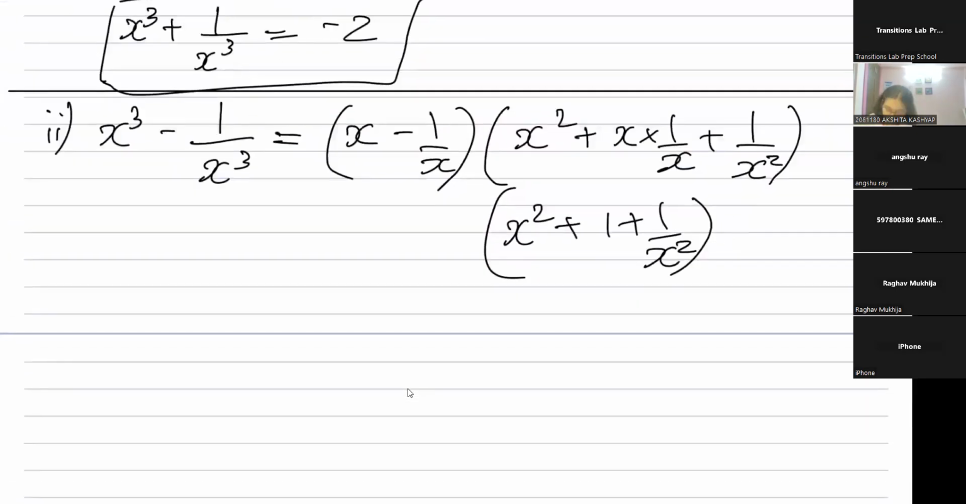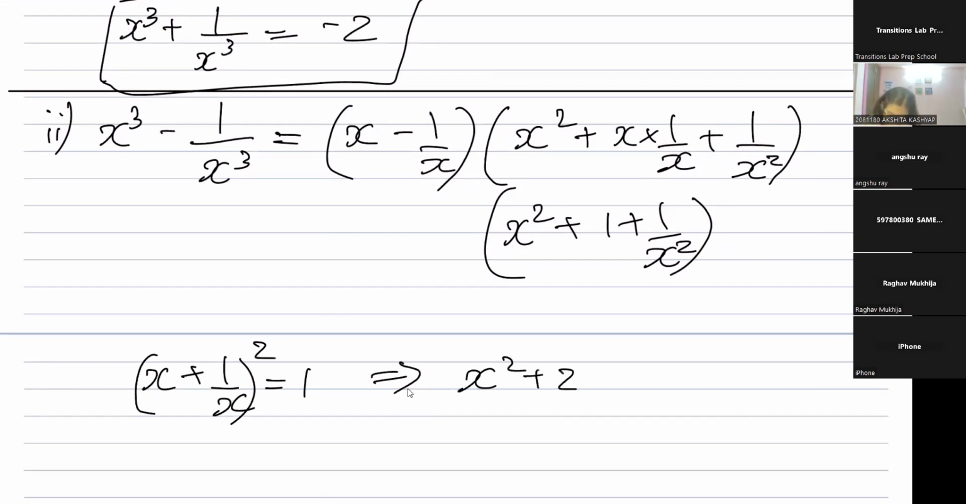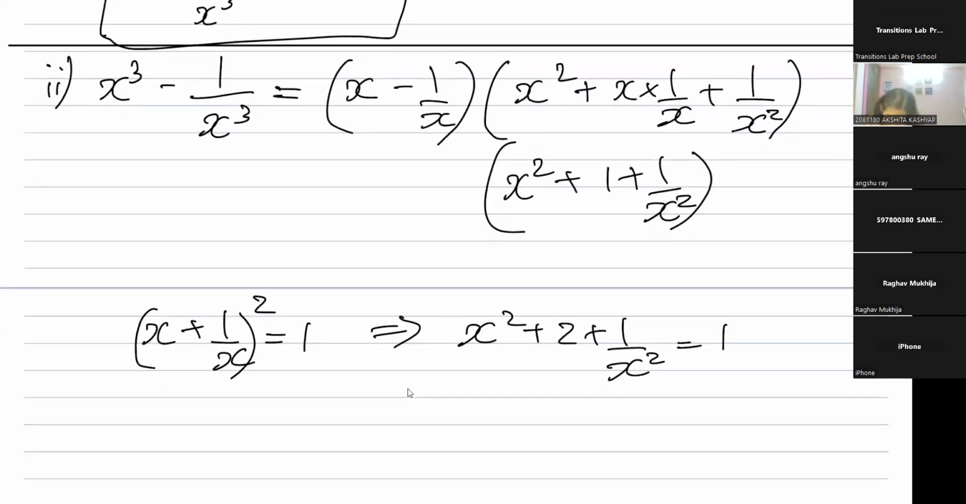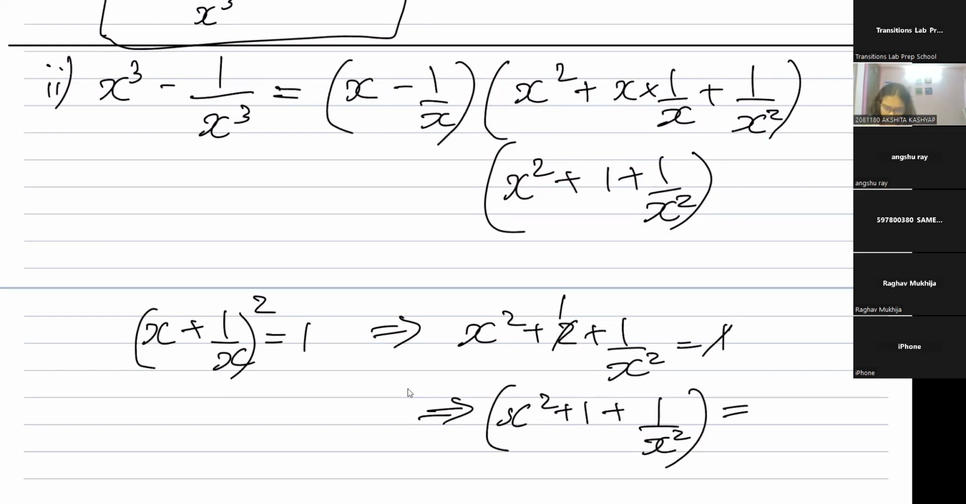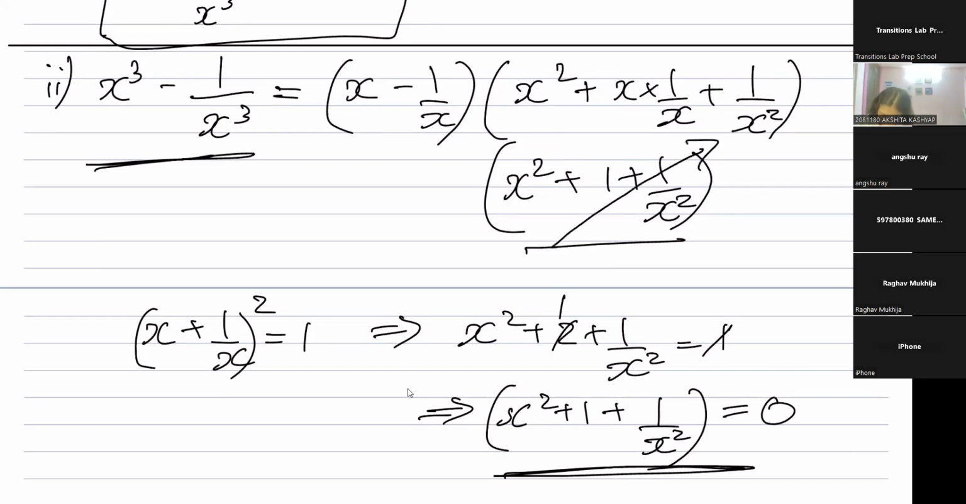We have x plus 1 by x equal to 1. So if I take a whole square of this, what I get is x square plus 2 plus 1 upon x square equal to 1. If we cancel 1 from 1 here, I get x square plus 1 plus 1 upon x square. This expression is equal to 0. If this is equal to 0 and this is a factor of this, then this will be 0. So this will be left with equal to 0.